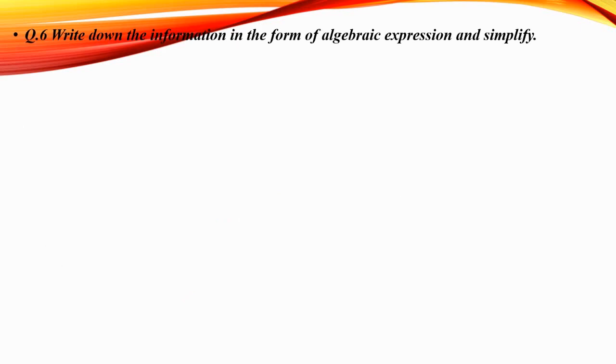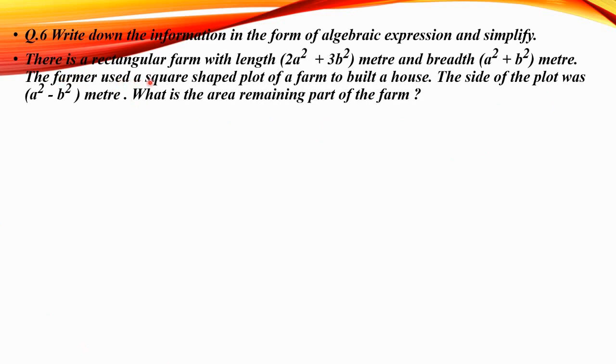Question number 6. Write down the information in the form of an algebraic expression and simplify. There is a rectangular farm with length 2a square plus 3b square meter and breadth a square plus b square meter. The farmer used a square-shaped plot of the farm to build a house. The side of the plot was a square minus b square meter. What is the area of the remaining part of the farm?